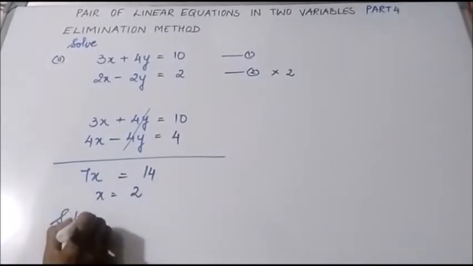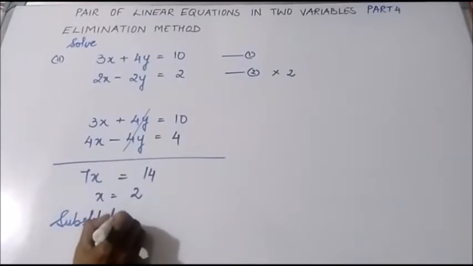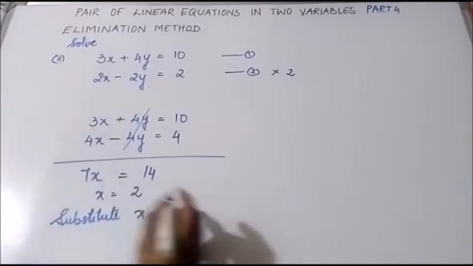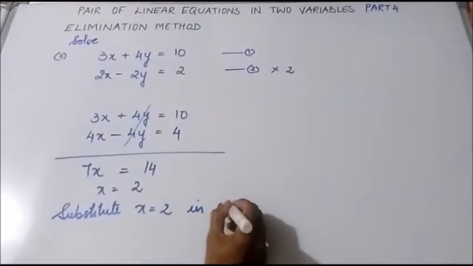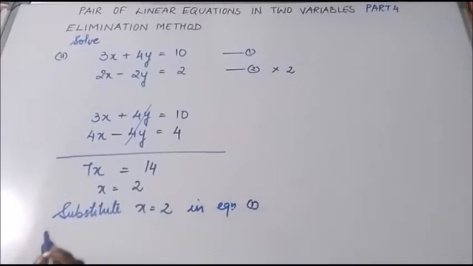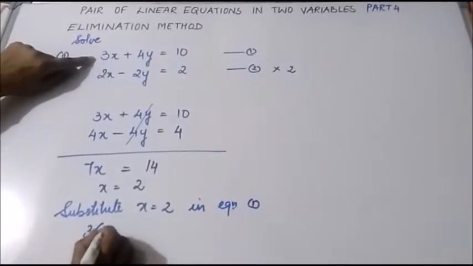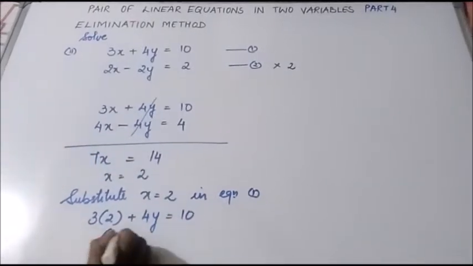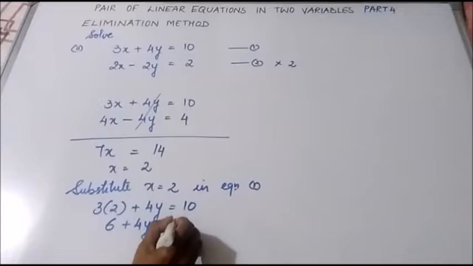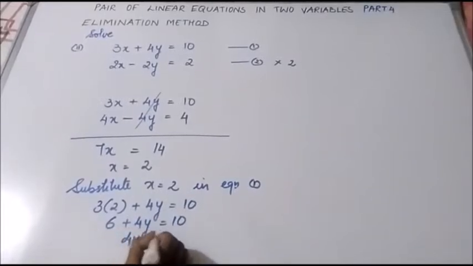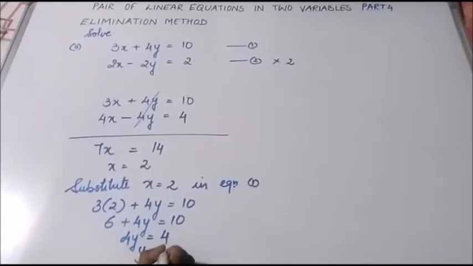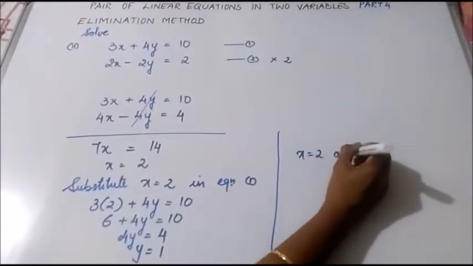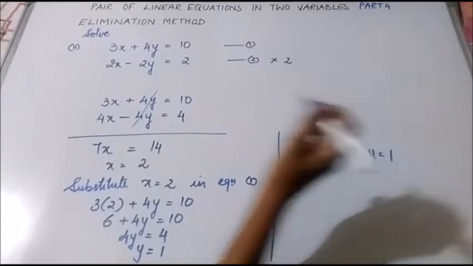Now substituting x equal to 2 in equation 1 or 2. We will once again substitute in equation 1. That is 3x, that means 3 into 2 plus 4y, that will give us 10. 6 plus 4y is equal to 10. 4y is equal to 4, that means y is equal to 1. Here the solution is x equal to 2 and y is equal to 1.